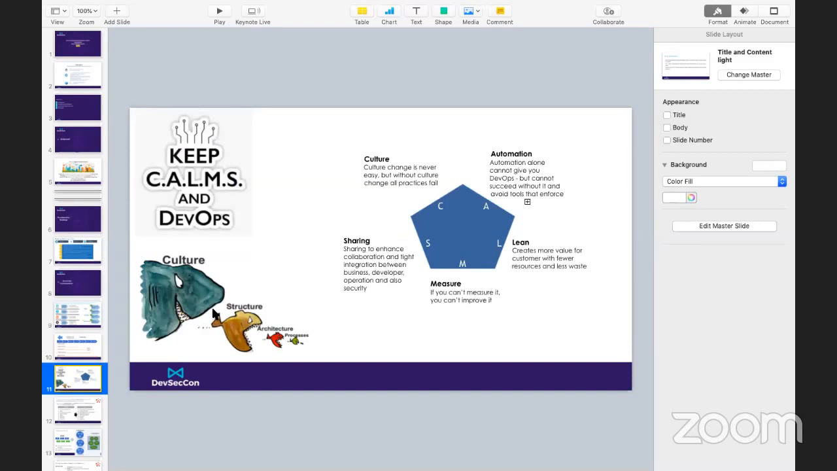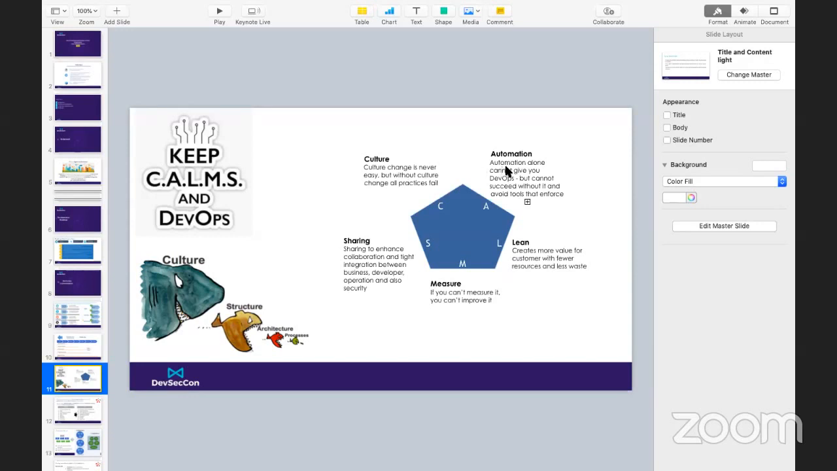Okay, so when we want to implement DevSecOps, we need to understand that it is not about automation. We need to have five elements. First is the culture. Culture change is never easy, but without culture change, all practices fail. This is very mandatory because culture is in everything.